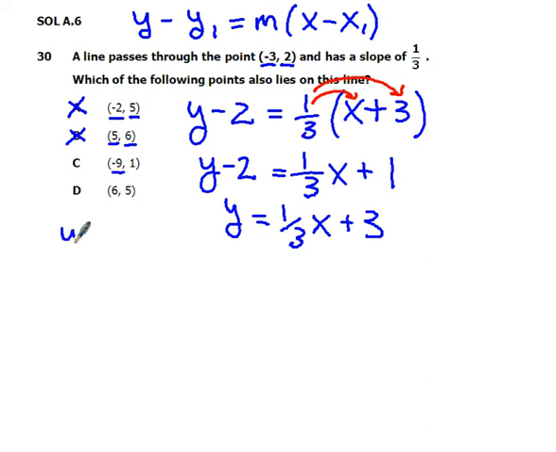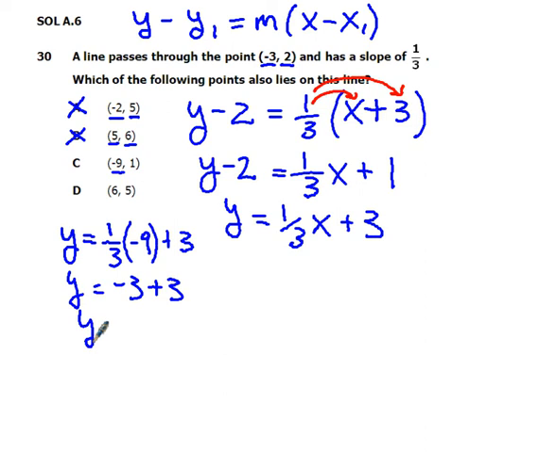So we would have y equals 1/3 times -9 plus 3. Well, -9 divided by 3 is -3. So -3 plus 3 will equal 0. So we get y equals 0. Well, look and see. Does that check with this value here? Well, no, we want a y value of 1. So that doesn't work.